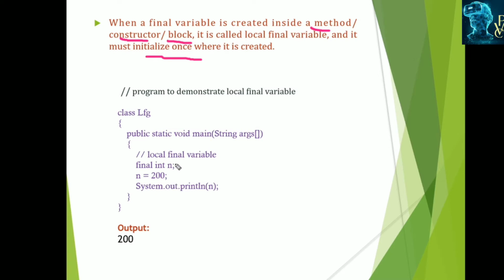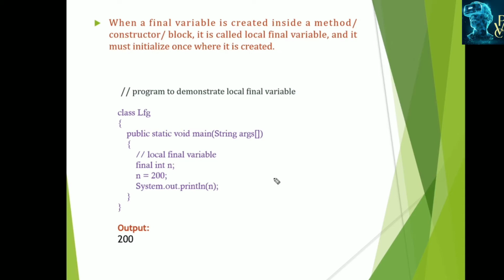Here it is initialized and displayed. So the local variable, that is within the main, starts here and ends here. Only within this method can you use it. These are called final local variables. So we can also define variables within the constructor, or within the method, or within the class.